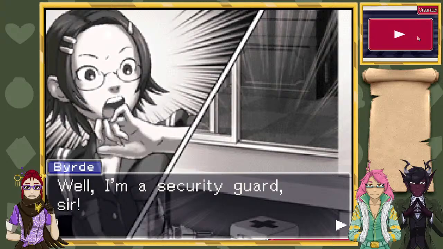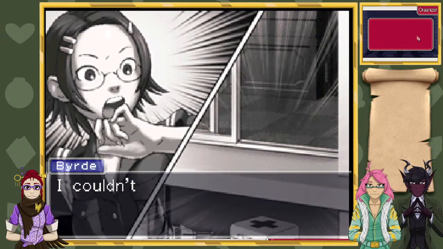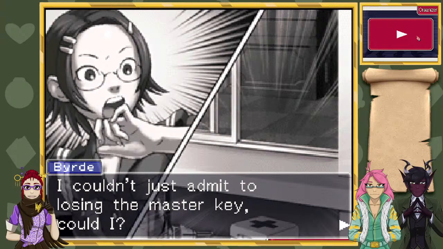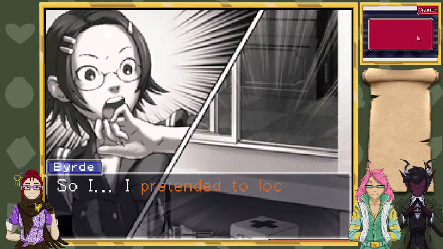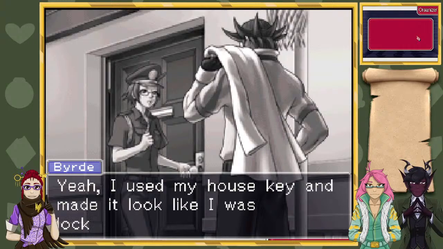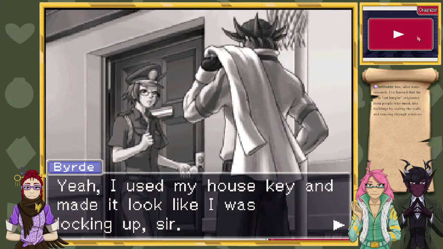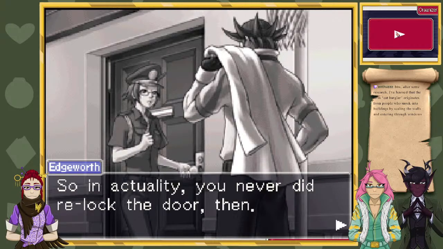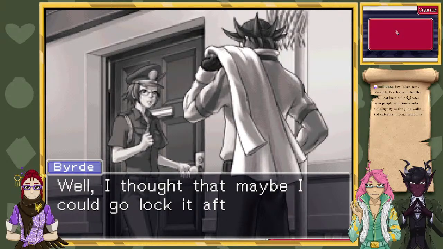And? Well, I'm a security guard, sir. I couldn't just admit to losing the master key, could I? I'd be fired immediately. So I pretended to lock up his room, sir. Wow, that sounds bad. You pretended? Yeah, I used my house key and made it look like I was locking up, sir. So, in actuality, you never did relock the door, then?